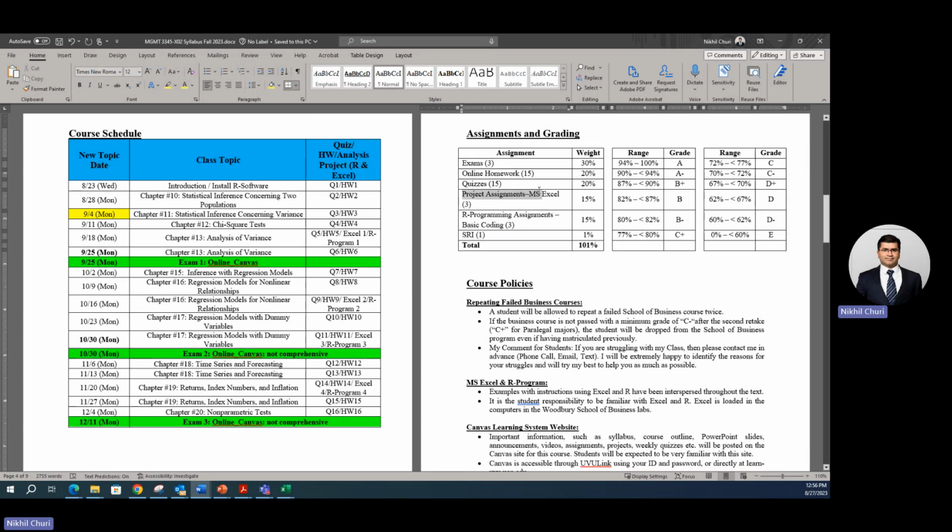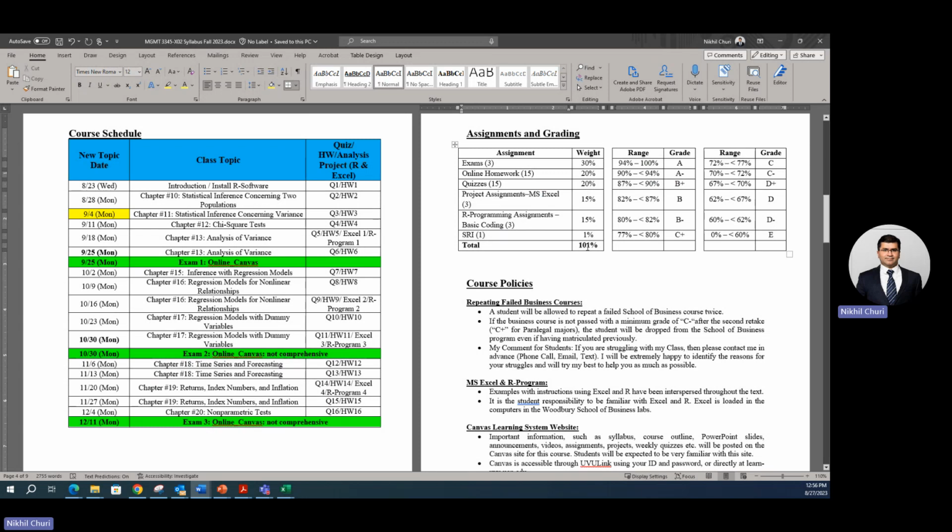Same is the case with project assignments for MS Excel and the R program, and these will be very, very easy. Data sets will be provided. You are supposed to run the analysis in Excel. And again, the same data set will be provided, and you are supposed to run exactly the same analysis, but in the R program. Then you have to copy and paste everything into an Excel file, or upload the Excel file or a Microsoft Word file, and write your answers, and I'll be grading it. So this will be for the project assignment, Excel and R program.